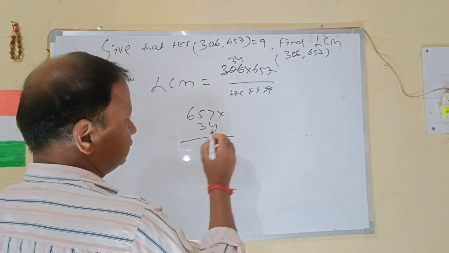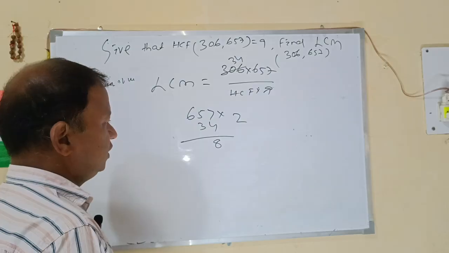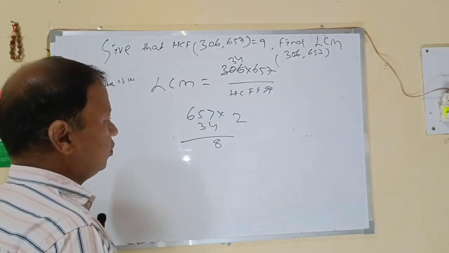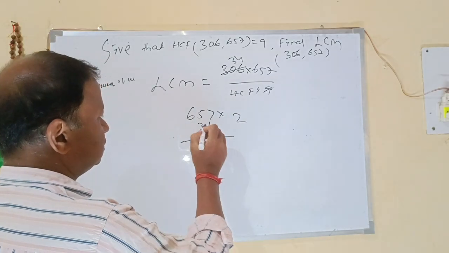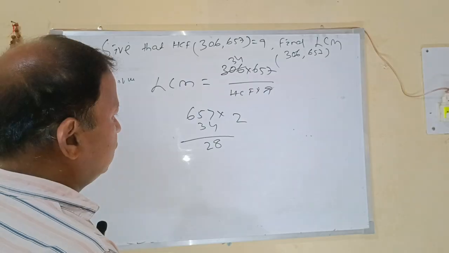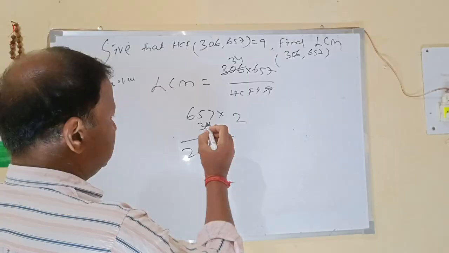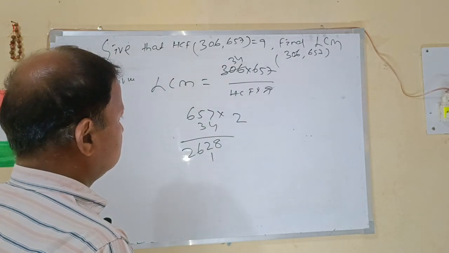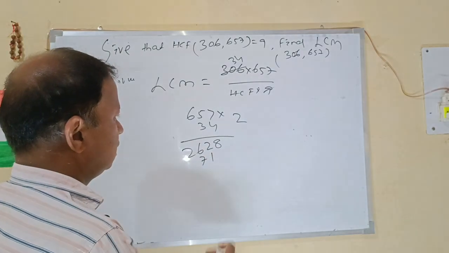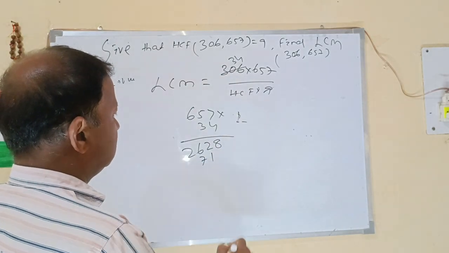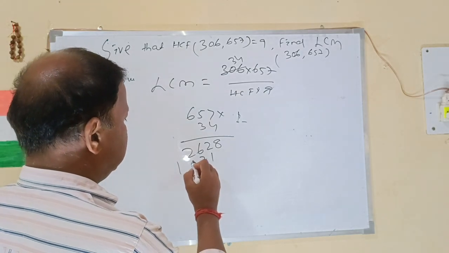7 4s are 28. 5 4s are 20 plus 2, 22. 6 4s are 24 plus 2, 26. 7 3s are 21. 5 3s are 15 plus 2, 17. 6 3s are 18 plus 1, 19.